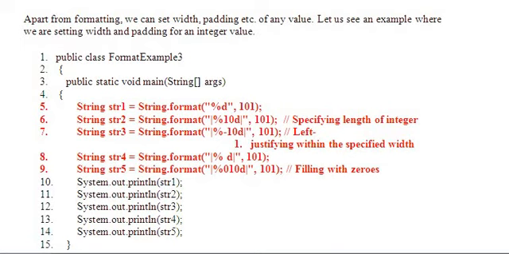We can set width, padding, etc. to any value. Look at line number 6. We have %10d and %-10d. With %10d, the input is 101, so the remaining 7 are blanks, whereas %-10d means it is left justification. Look at line number 8 clearly, % space and d, and line number 9, %010d means the remaining are filled with zeros. Just go through the output clearly.